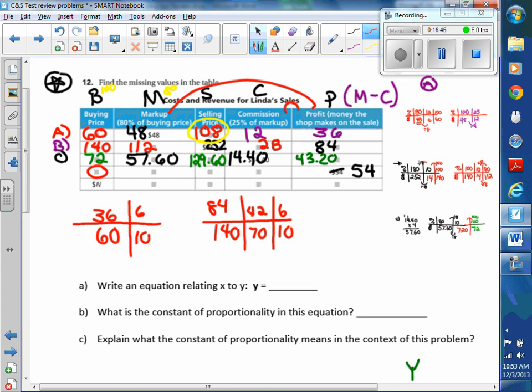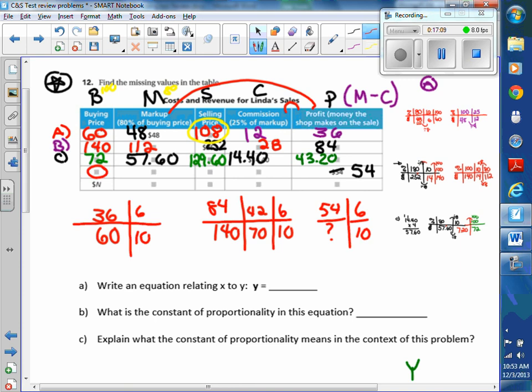It wouldn't always be 6 to 10 in every problem. It depends on what your percent of buying price is and your percent commission is. But once you get a pattern, you can see that. And so then you could say, so 54 compared to something, whatever that something's going to be, is always 6 to 10. And you can solve that proportion.